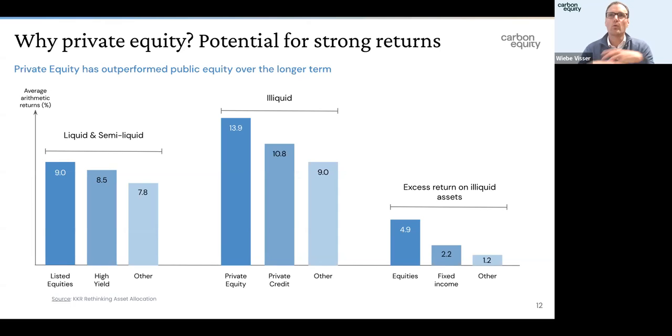And therefore you see that all the large institutional investors now have private equity as a fundamental part of their strategy. It's really an outperformance. Now, that 5% premium is also an illiquidity premium. You want to be rewarded for the fact that you cannot easily sell that position.